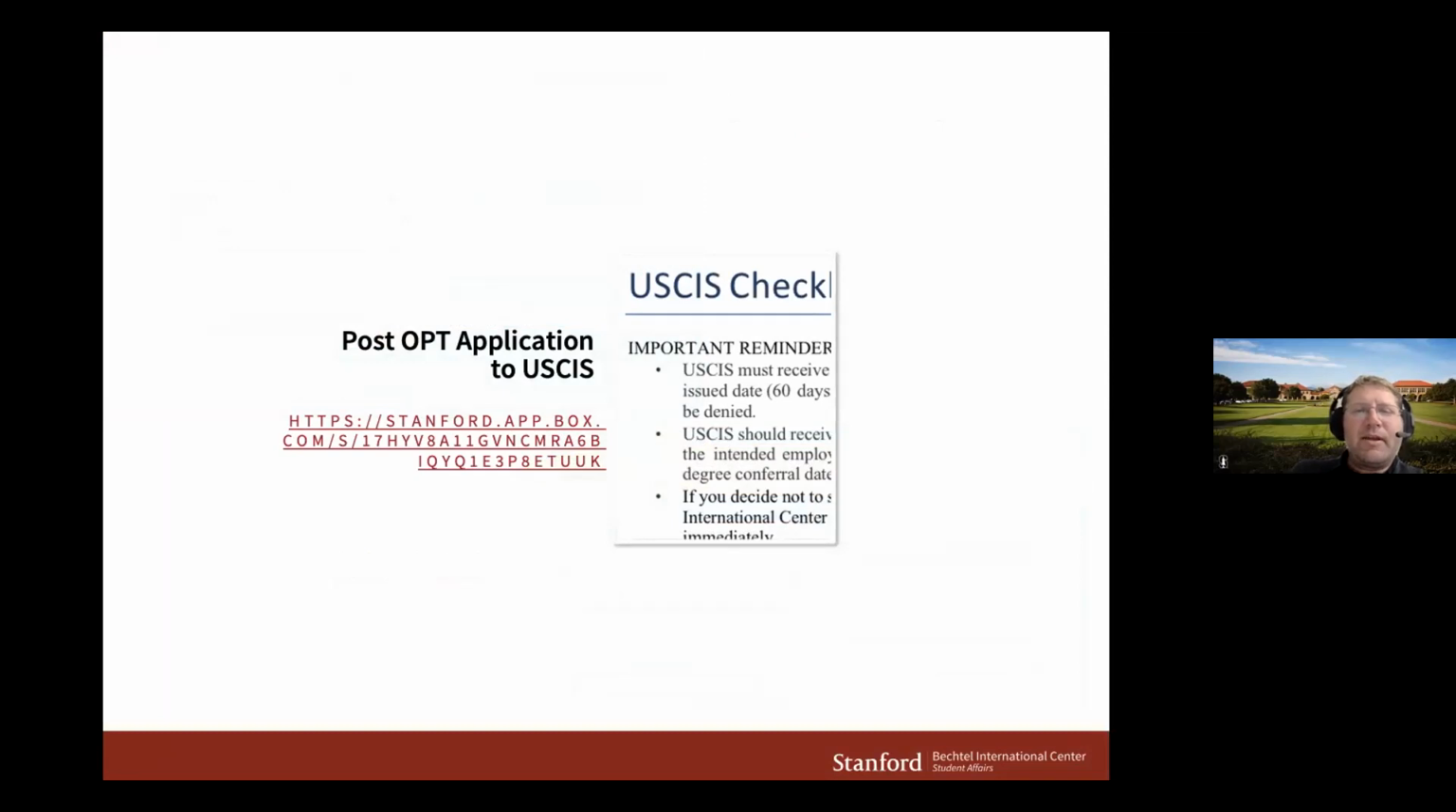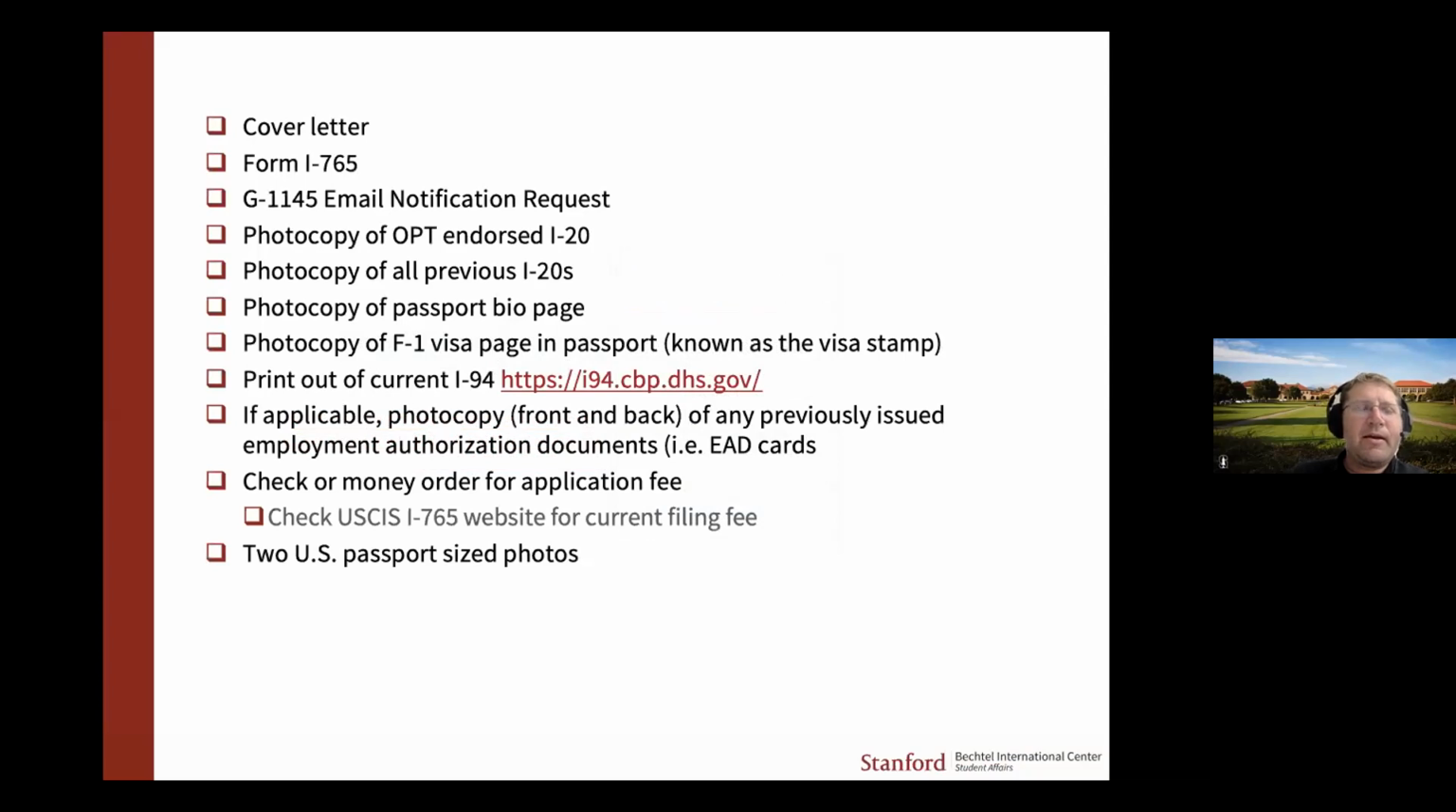All right, so let's take a look at the post-OPT application packet that you'll be putting together to be mailed to USCIS. This packet is going to include a cover letter, the Form I-765, which is the actual USCIS application for OPT, a form called a G-1145. It's a very basic form with just some contact information for you at the bottom of that form. And that's to receive notification by email.